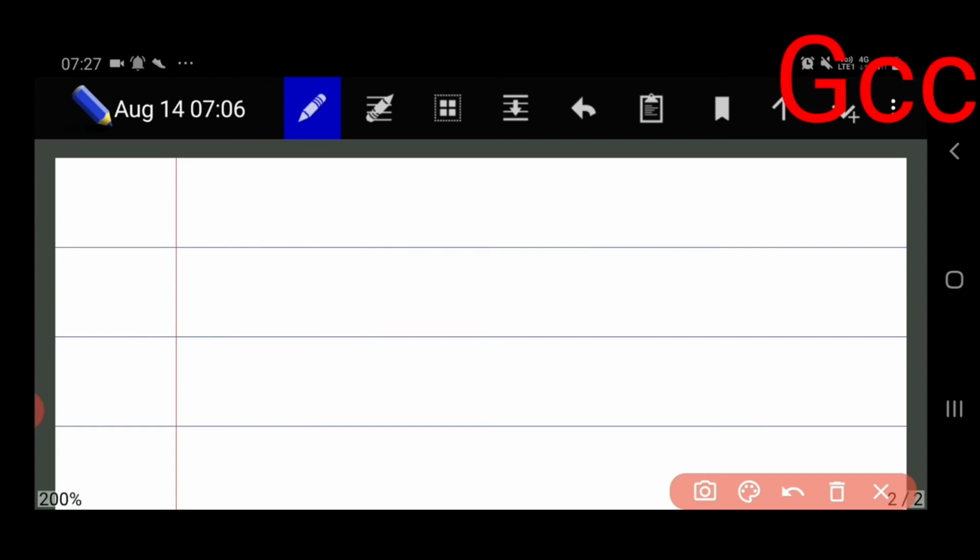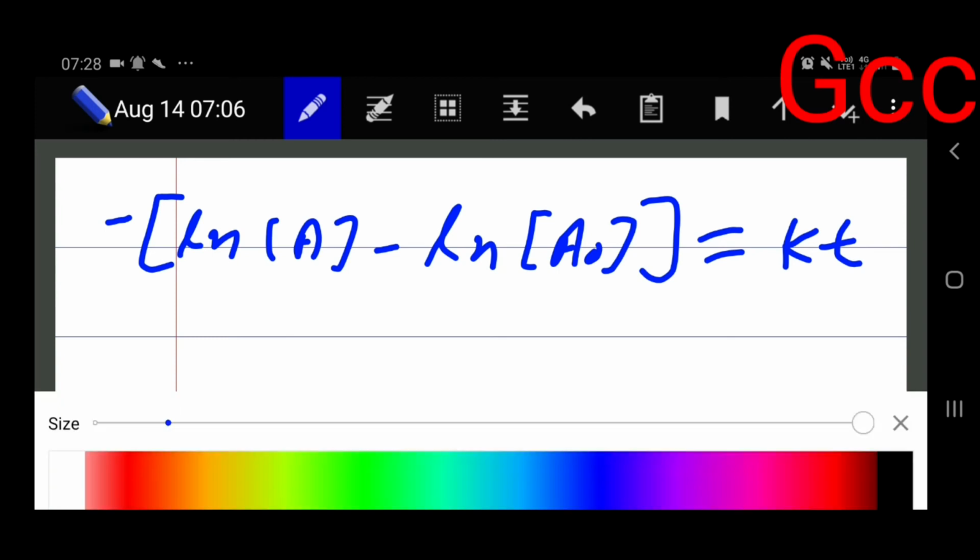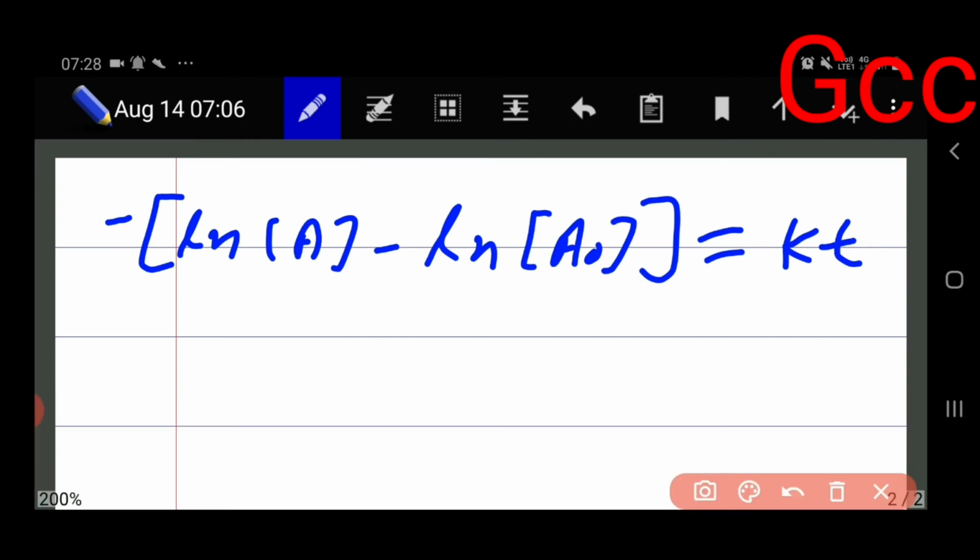When we are putting the limits into that, it will become natural log of A minus natural log of A naught, and that is equal to kt. Now take this minus inside, and when you take the minus inside, what will it become?